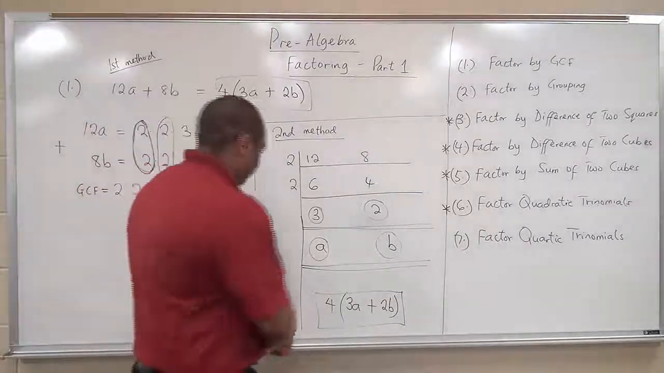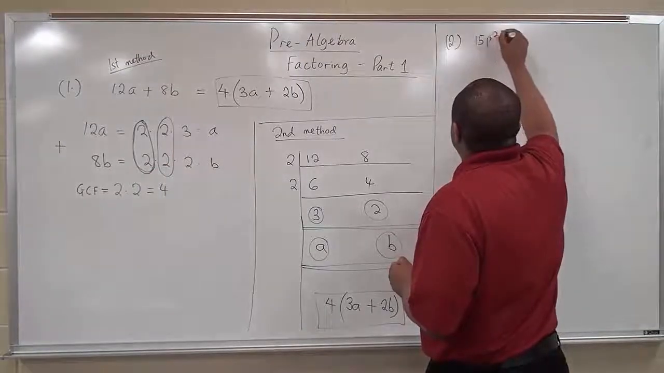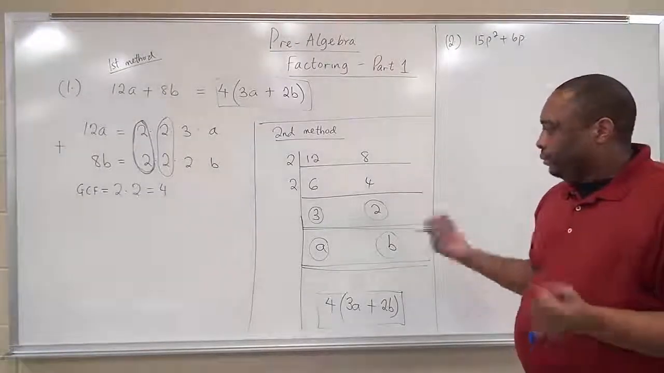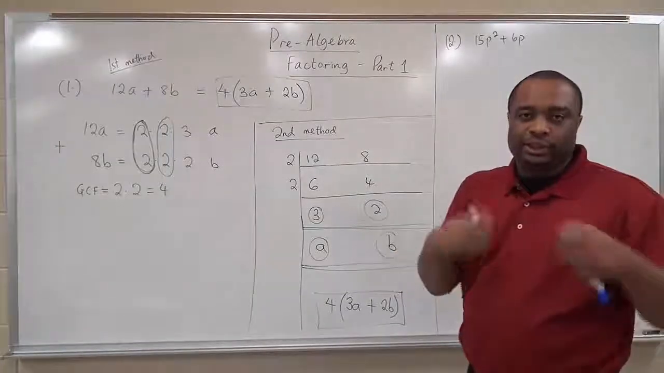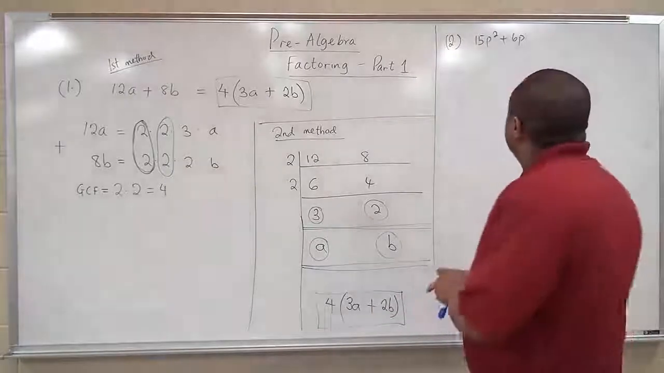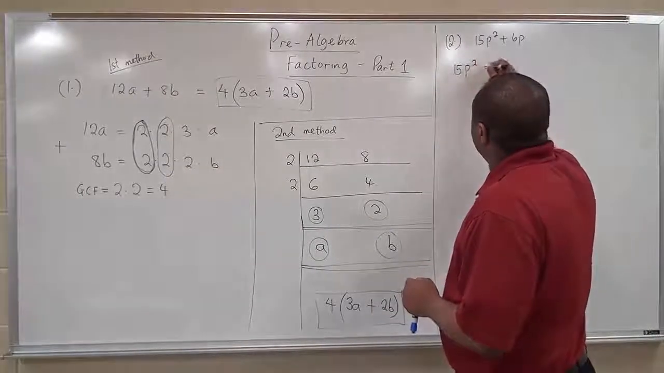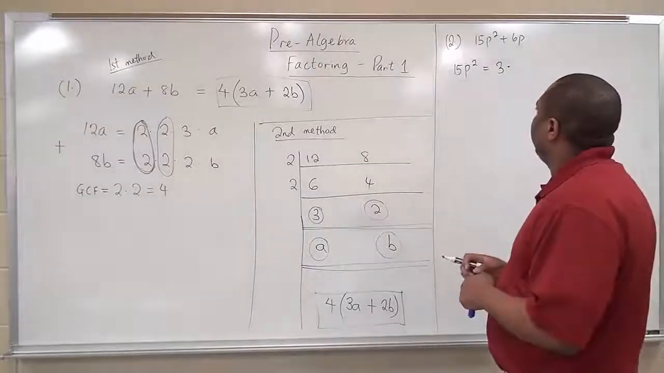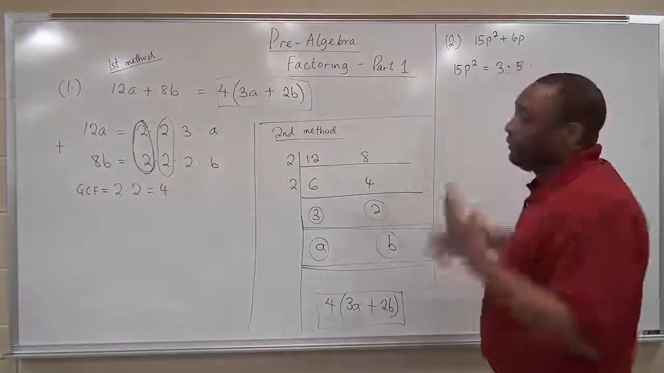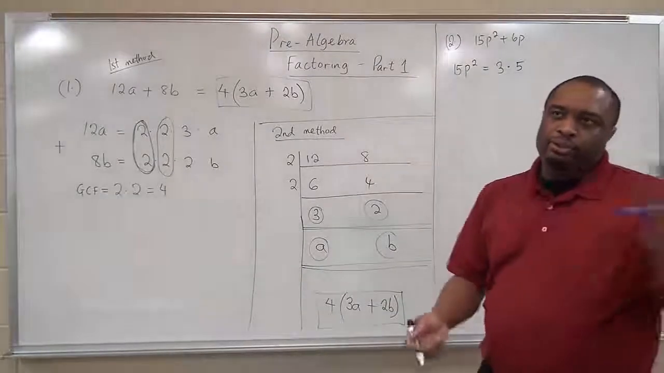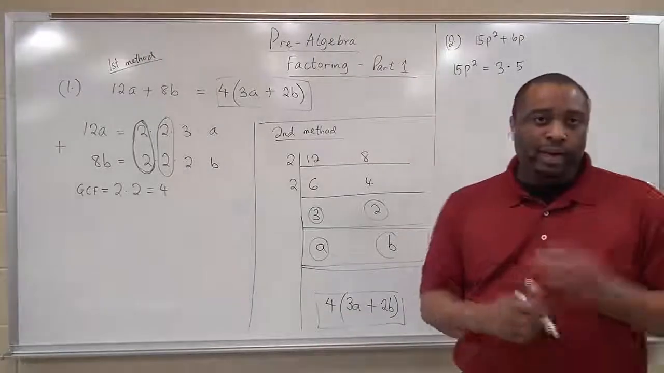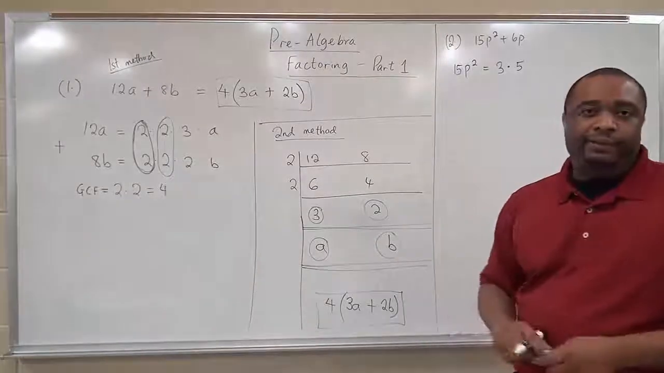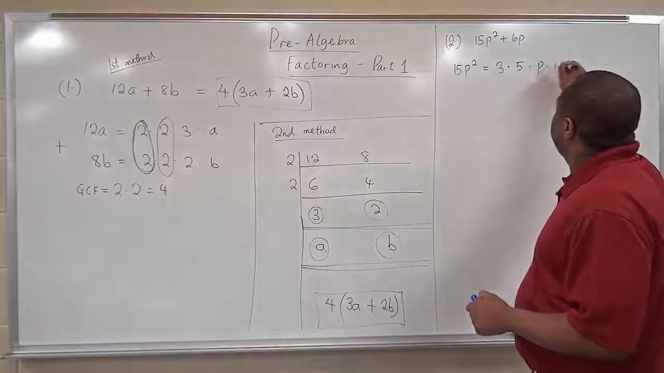Question 2: 15p squared plus 6p. Factor this using the 2 methods. You can pause and try it on your own first before you play it again. For 15p squared, you start with the smallest prime, 2, but 2 cannot divide 15 without a remainder. So the next smallest prime is 3, and 15 divided by 3 is 5. And 5 is also prime, so you stop. Times p times p.